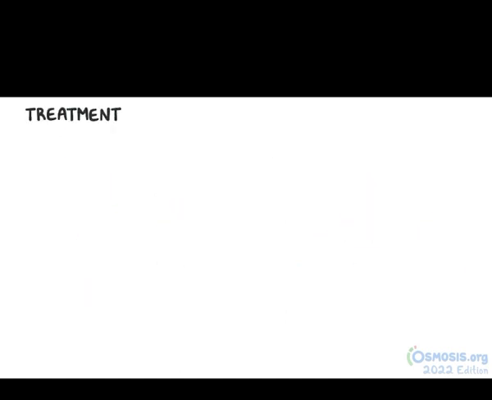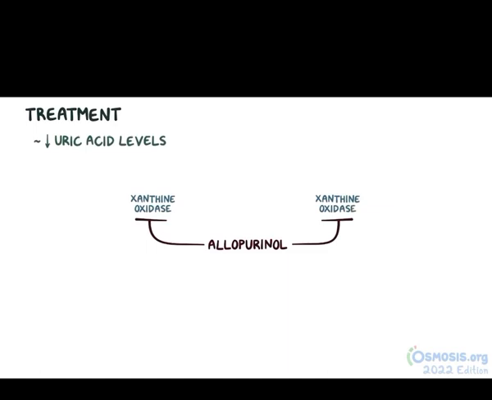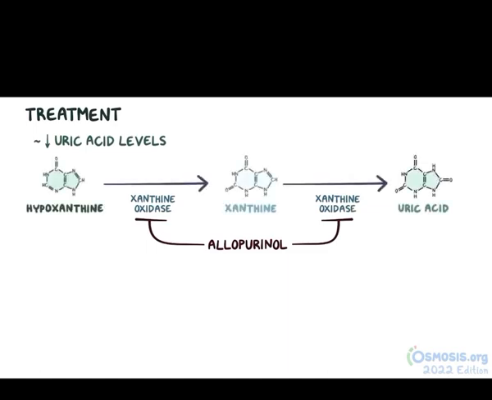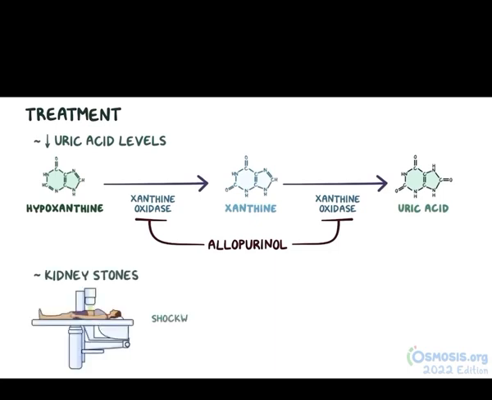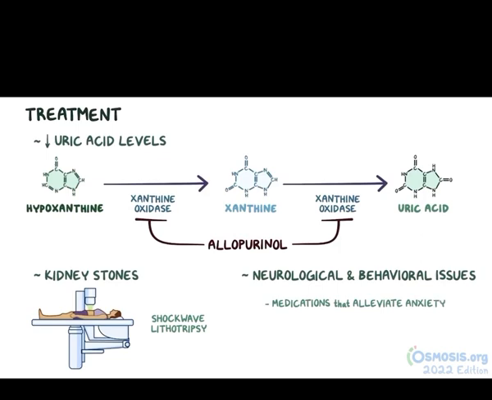Treatment of Lesch Nyhan syndrome involves reducing uric acid levels with allopurinol, a drug which blocks the enzyme xanthine oxidase, inhibiting the metabolism of hypoxanthine and xanthine to uric acid. Kidney stones can be treated with shockwave lithotripsy, which uses high-intensity acoustic pulses that travel through the body to break up the stones. Neurological and behavioral issues are difficult to control, but medications that alleviate anxiety, such as benzodiazepines combined with behavioral modification techniques, can help.